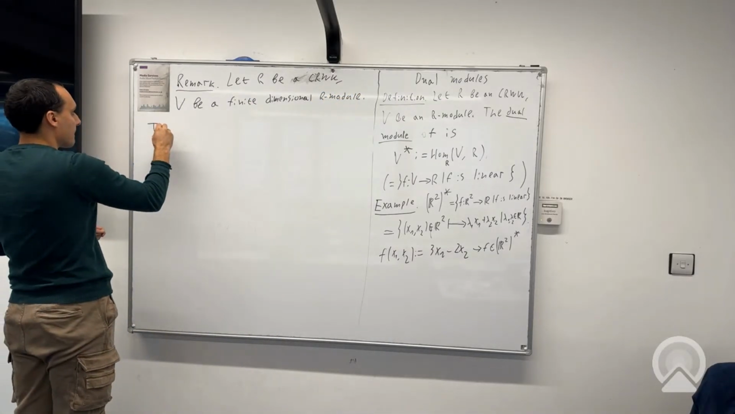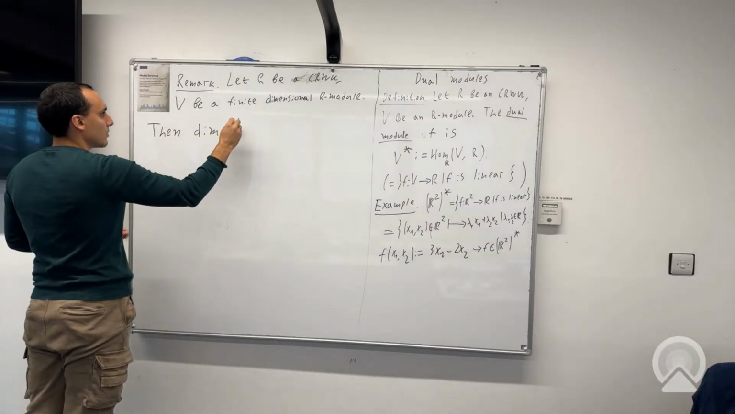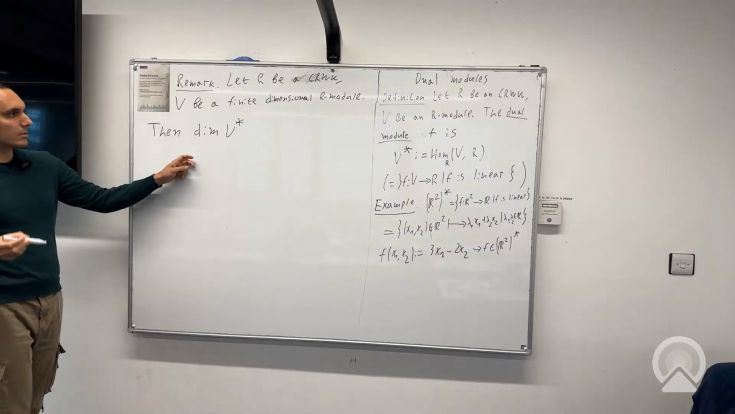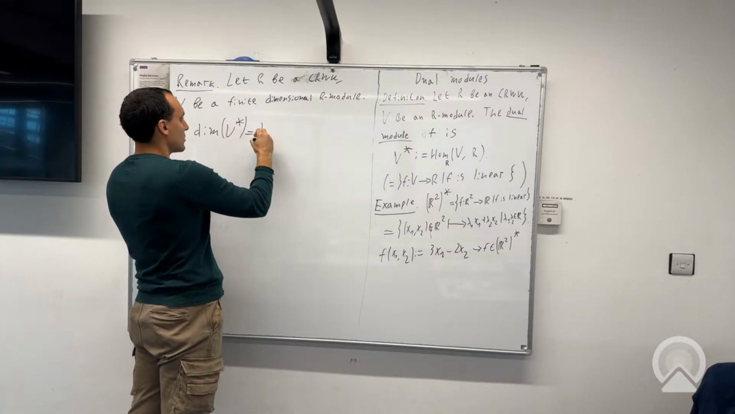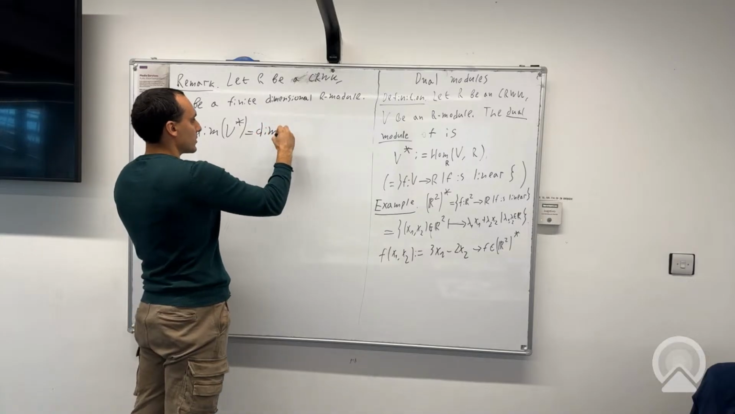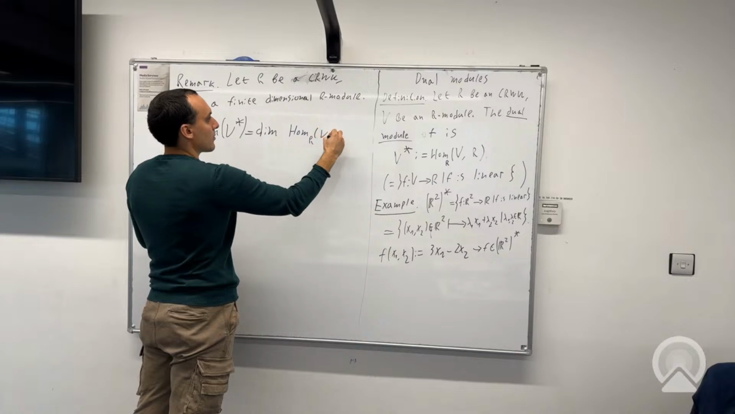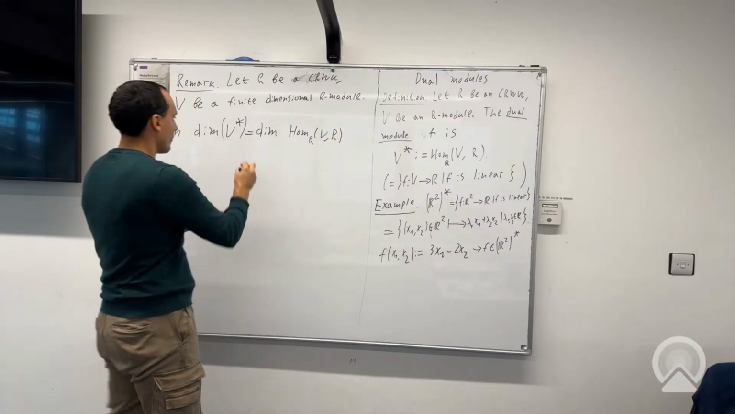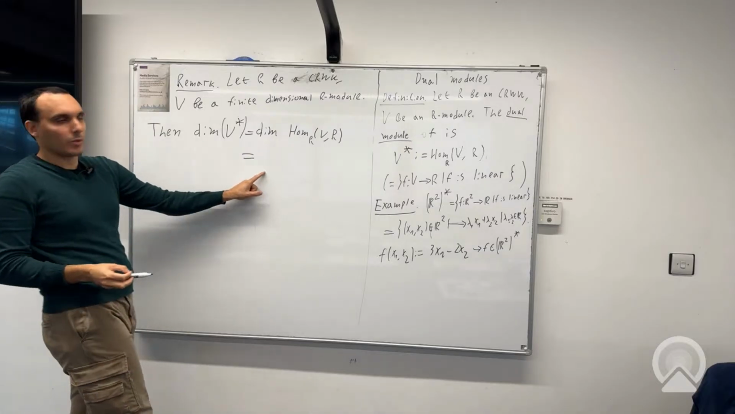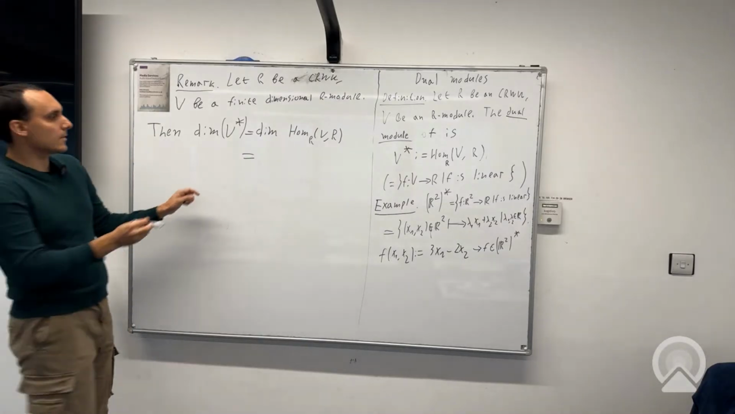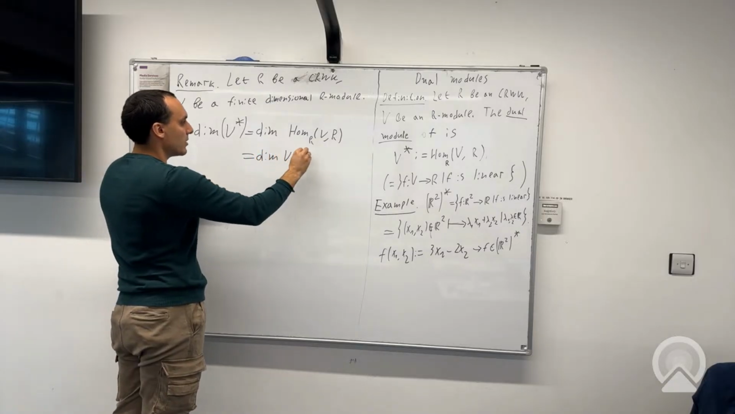Then the dimension of V star. We know this has a dimension. Why? Because it's the space of homomorphisms. So by the previous proposition, this is the dimension of V times the dimension of R.